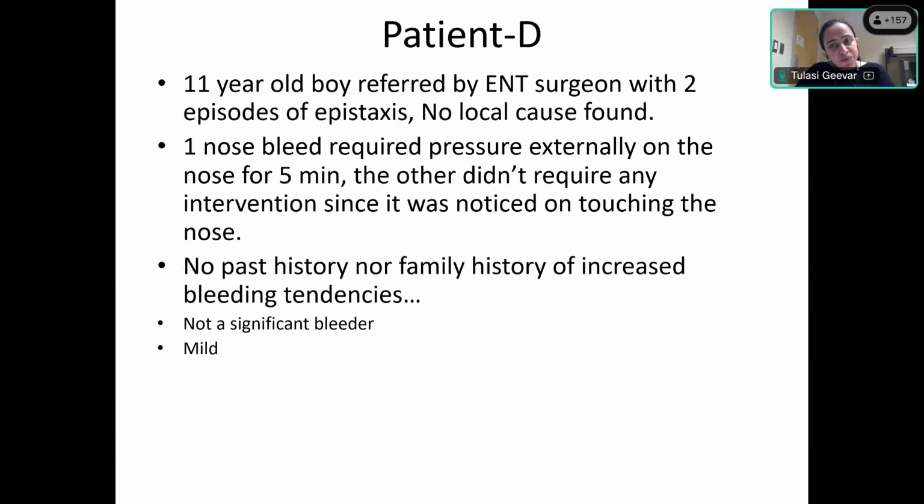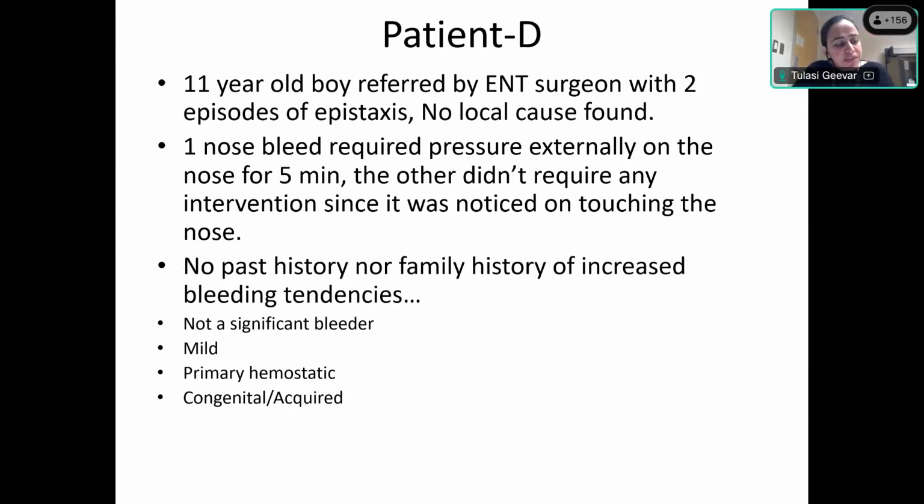Is it likely to be a primary or a secondary hemostatic disorder? Primary, because the bleeding is a mucosal type of bleeding. Is it likely to be inherited or acquired, if at all it was a bleeding disorder? In this case there's no family history of bleeding, but because this is still a child, we cannot definitely say that it is not inherited. But from the history, we know that this is unlikely to be even a bleeding disorder.